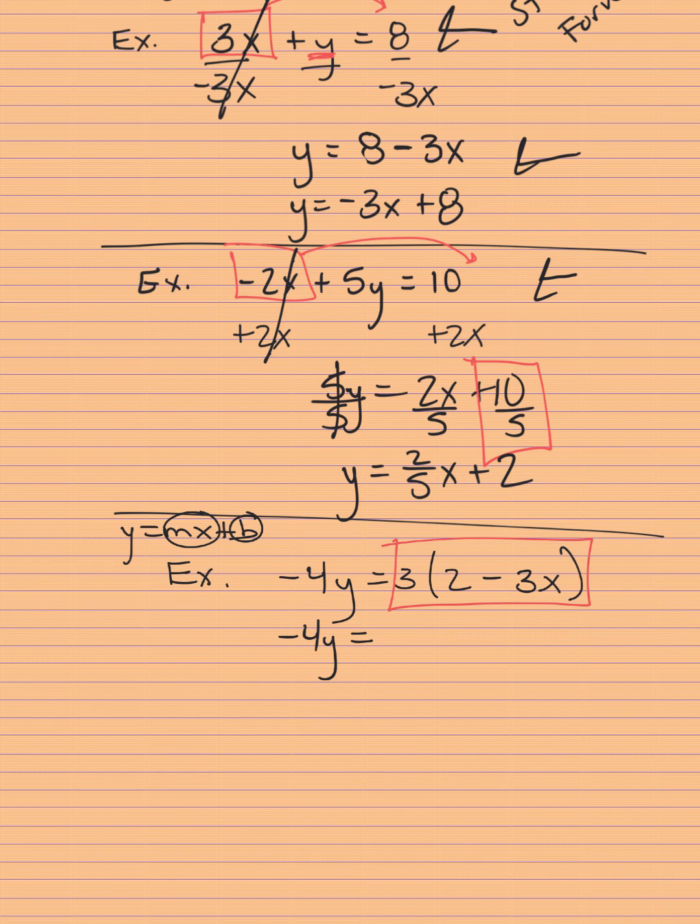So 3 times 2 is 6, and 3 times negative 3x is negative 9x. And then I'm going to go ahead and flip that around so that I have the negative 9x first and the positive 6 second. So we're getting closer to slope-intercept form. Now I'm going to go ahead and take care of this negative 4. The negative 4 is multiplying the y, so the opposite is to divide by negative 4. And remember, like before, instead of dividing this whole right side, I'm going to divide each part individually by negative 4.